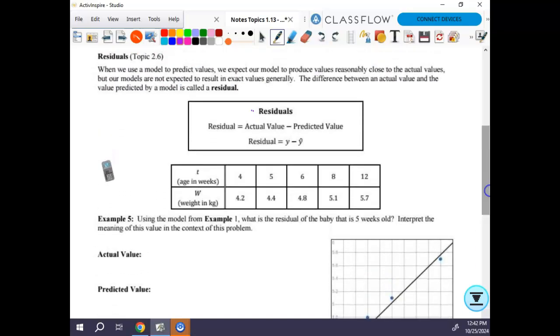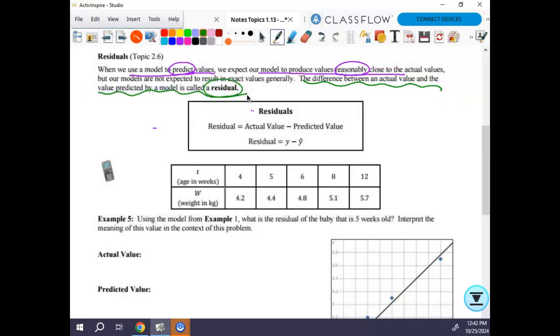But what a residual is, I skipped all the words. Here we go. When we use a model to predict values, we expect our model to produce values reasonably close to the actual values. We don't expect it to spit out actual values because it's real life stuff, but it should be reasonably close. That's the whole idea of a regression. And then this is the important part here. The difference between an actual value and the value predicted by the model is called a residual.